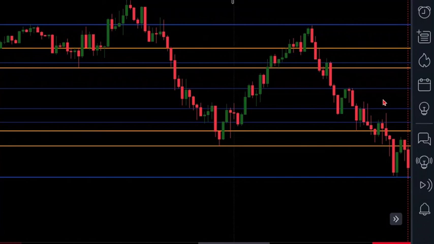What do you want to do? You want to go long or you want to wait? I wait for these highs to be broken. And then you'll go long after that? After these highs, yes, if a candle closes above this.